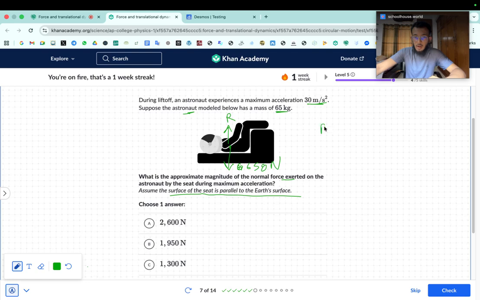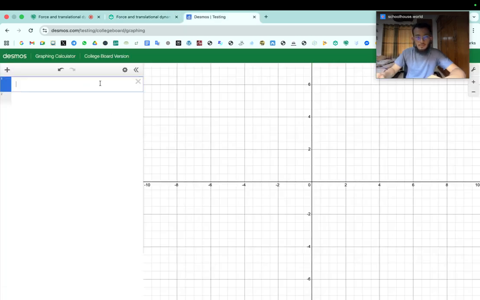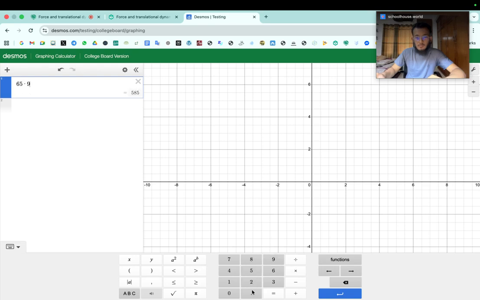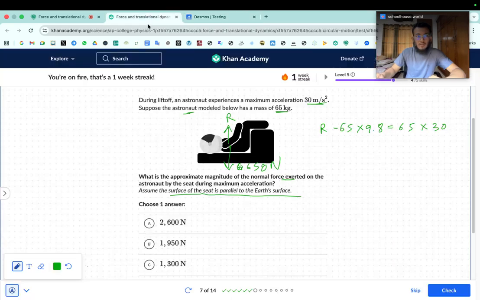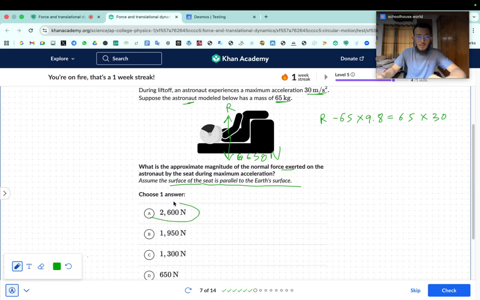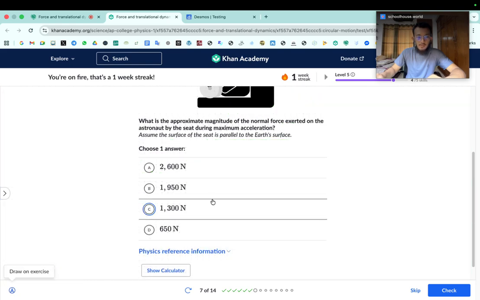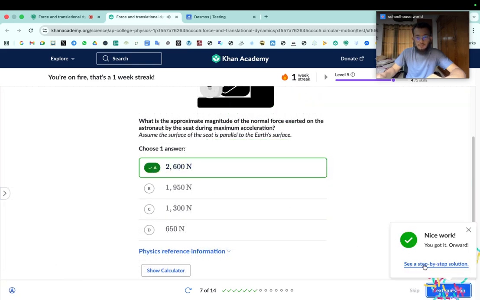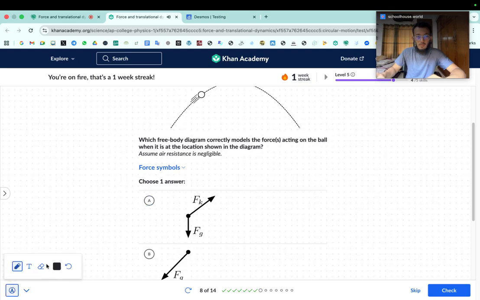The maximum acceleration is this, and what is the approximate magnitude? Well, F equals ma: R minus 65 times 9.8 equals mass, which is 65, times the acceleration, which is 30. So R would be 65 times 9.8 plus 65 times 30, which is 2587. So if we round that up, it is 2600. There we go. Okay, next question.